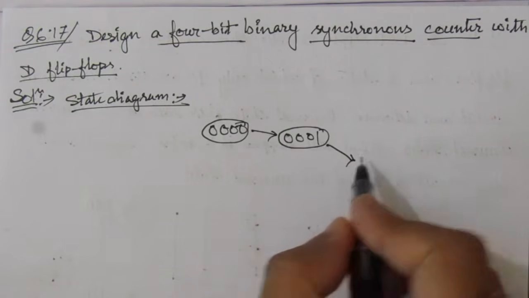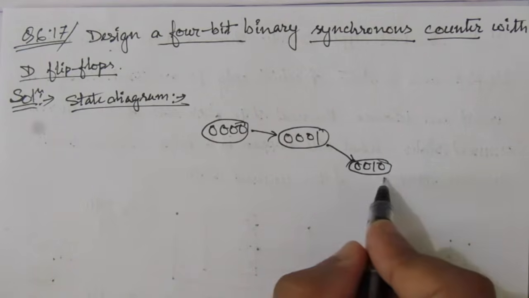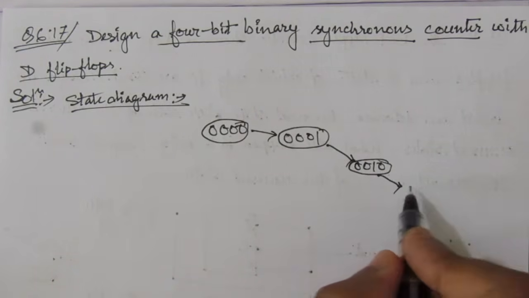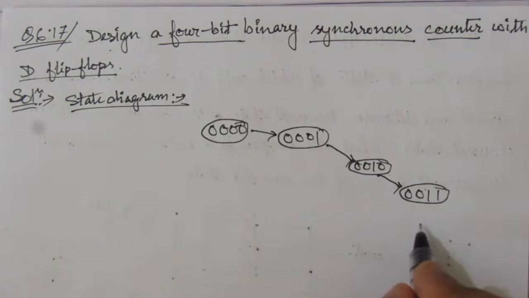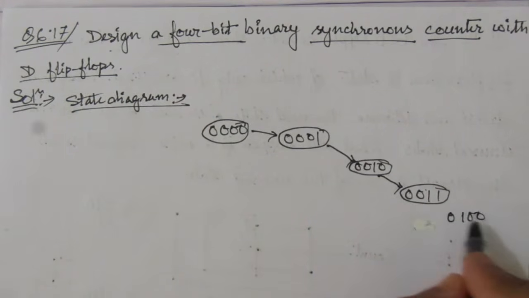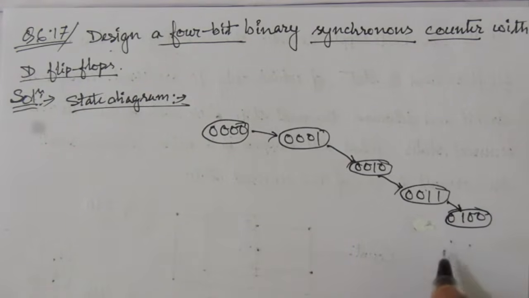What will be the next state? It should be 0010. Then we have to go to 3, so the next state will be 0011. The next state will be 0100. You have to increment by 1 in this way. Let me draw it quickly.